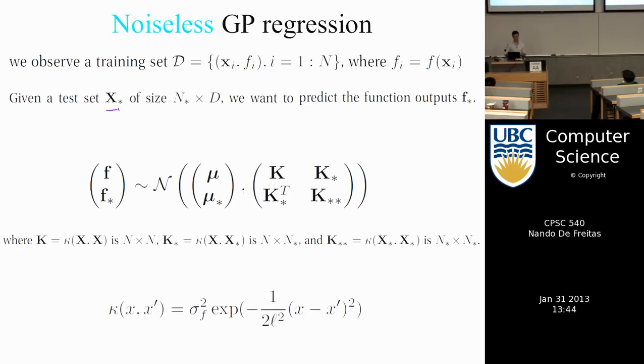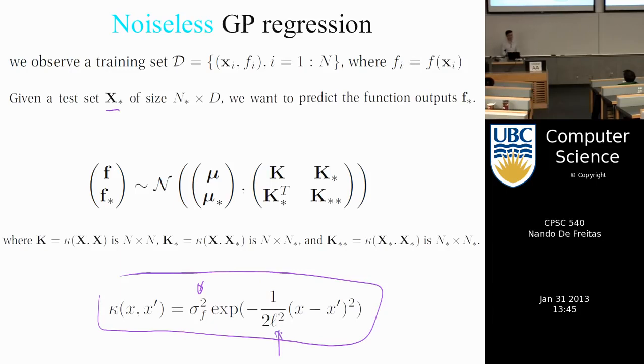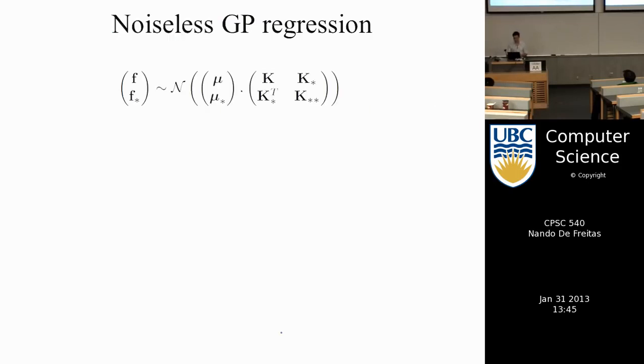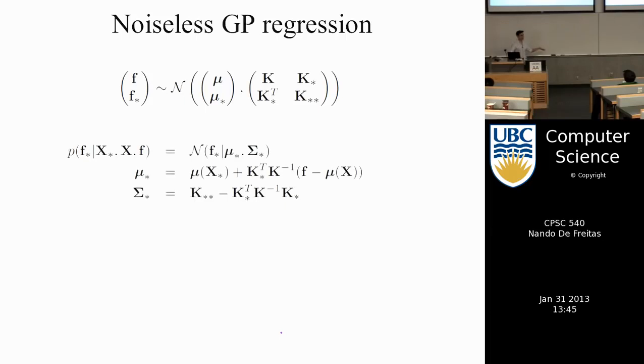The x's are given, so we form the matrix K. We form the matrix K star and form the matrix K star star. Once you have that, then you know that f and f star are a joint vector that comes from that multivariate Gaussian. As before, we use some kernel. And here you can see that I've started introducing parameters that change the kernel. And if you have that multivariate Gaussian, we use our theorem, we get the conditional.